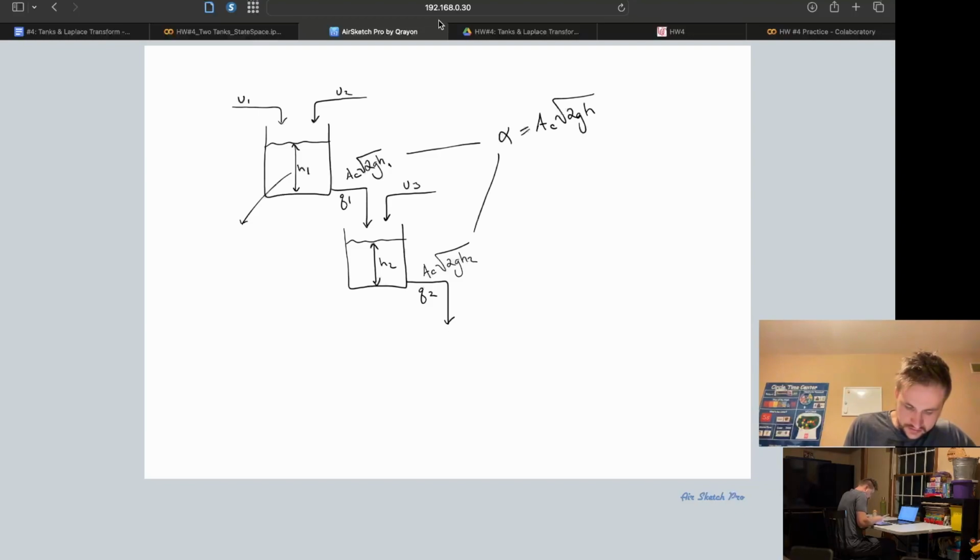So let's say our cross-sectional area times the change of fluid height in tank 1 over time is equal to what's coming in versus what's leaving. And then for tank 2, the fluid level H2 is changing with respect to time from what's coming in minus what is leaving the tank.